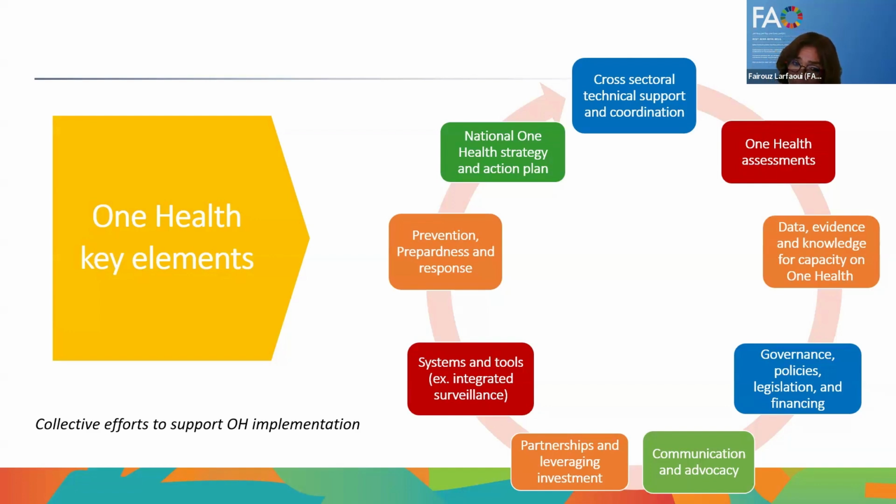Importantly, also at national level, the governance, policies, legislation, and finance, which is important at country level, but also at international level, and so on. Communication and advocacy for One Health, this is extremely important. Partnership and leveraging investment. Systems and tools, and I will give you some examples later on. And prevention, preparedness, and response, and finally, the development of national One Health strategy and action plan. These are really the key elements to address One Health.